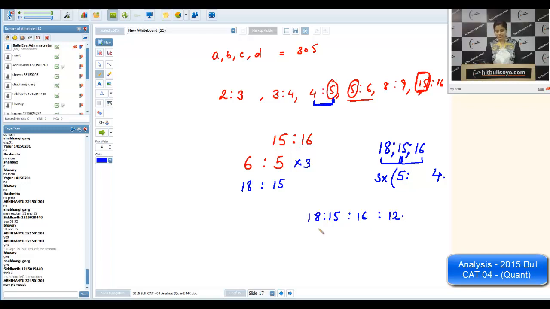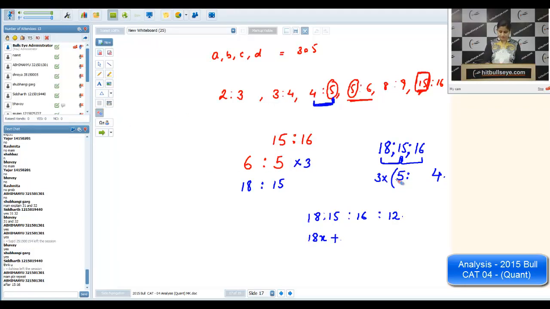Since the ratio is known, I can consider those numbers to be 18x. Abhimanyu, please be attentive. See what I'm telling you.